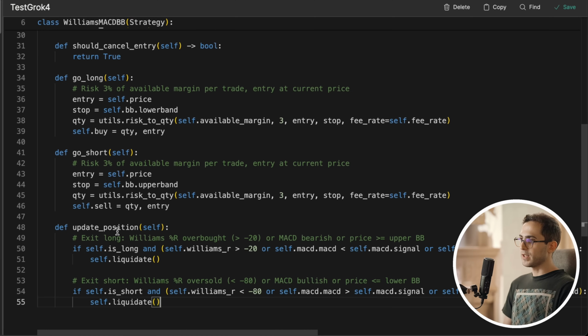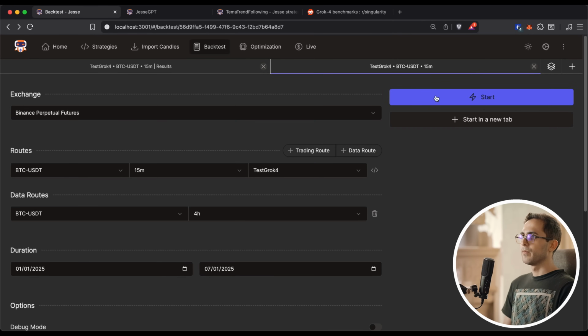And for update position, it's saying if it's a long position, but the Williams R is now below -20, or we're not in uptrend anymore, or if the price is above the upper band of the Bollinger Bands, then I want to liquidate it. And also the opposite for a short trade. So this seems really good. Let's run it.